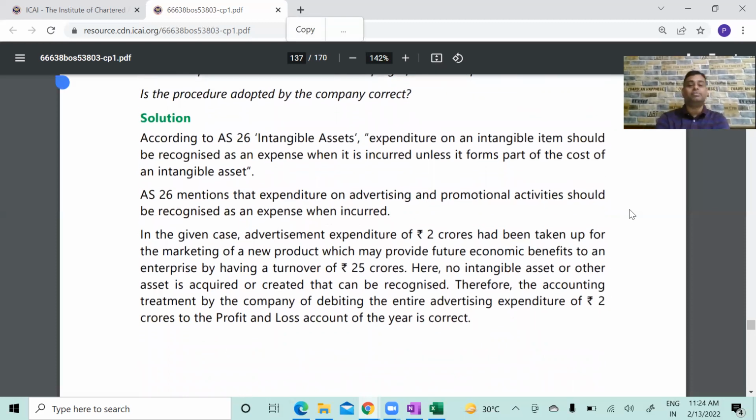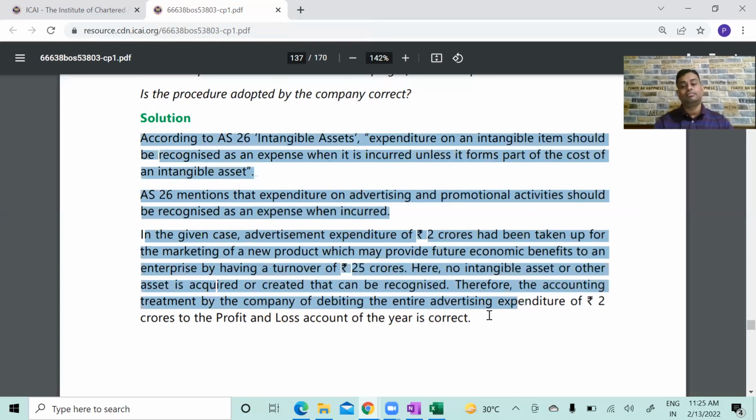According to AS 26, Intangible Assets, expenditure on an intangible item should be recognized as an expense when it is incurred, unless it forms part of the cost of an intangible asset. AS 26 mentions that expenditure on advertising and promotional activities should be recognized as an expense when it is incurred. In the given case, advertisement expenditure of 2 crores had been taken up for marketing of a new product, which may provide future economic benefits to an enterprise by having a turnover of 25 crores. Hence, no intangible asset or other asset is acquired or created that can be recognized. Therefore, the accounting treatment by the company of debiting the entire advertising expenditure of 2 crores to the P&L of the year is correct. This is how you have to write. If you write like this, you'll get 4 by 4.